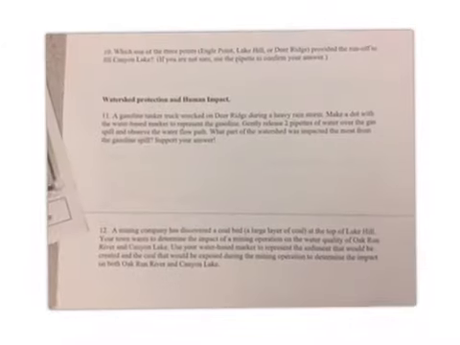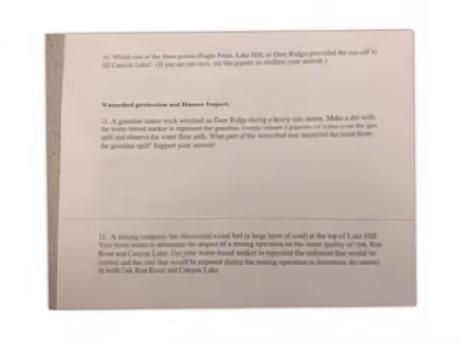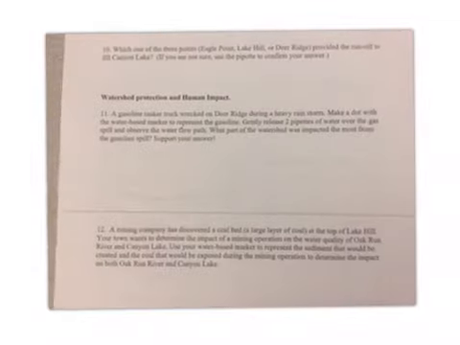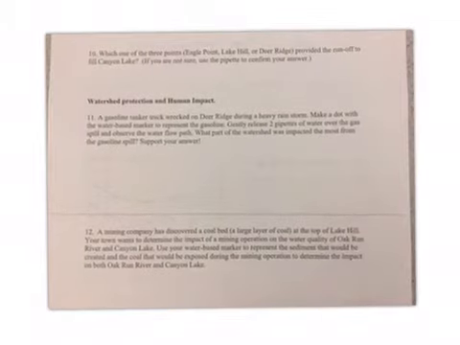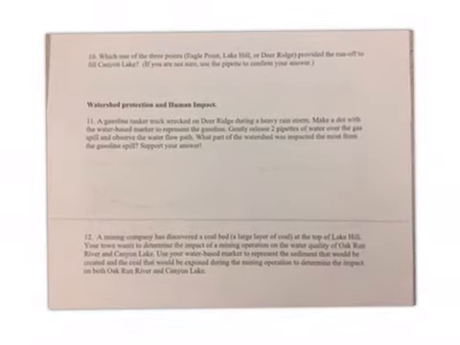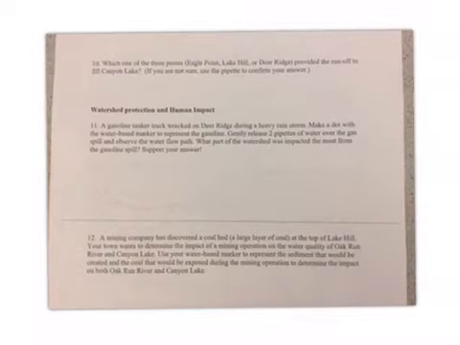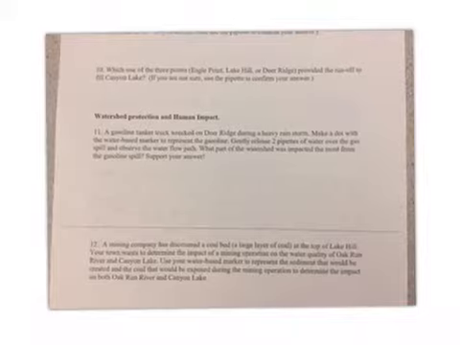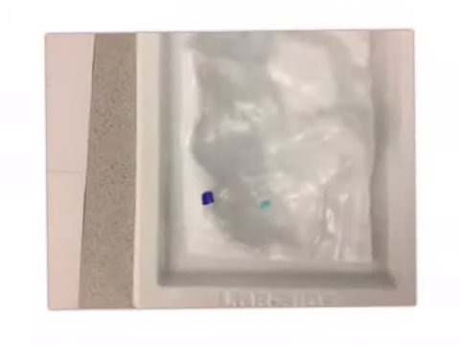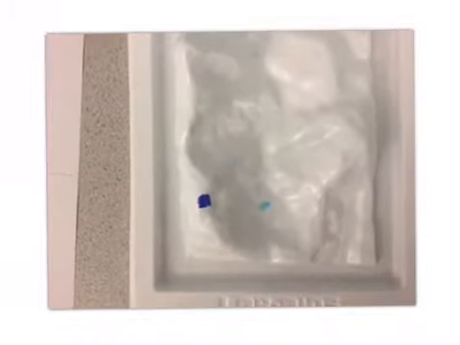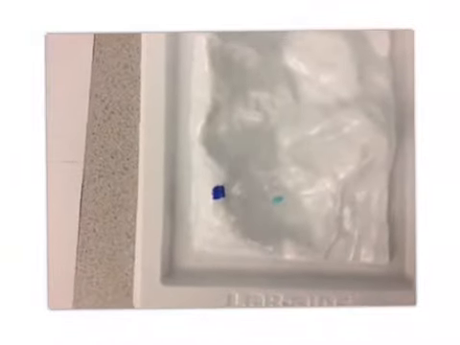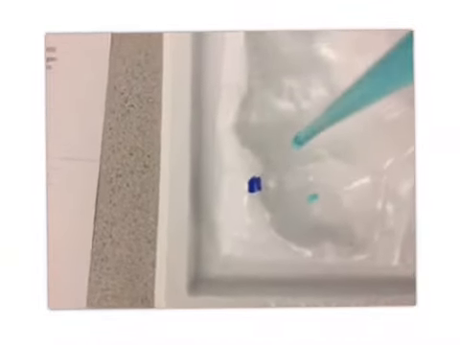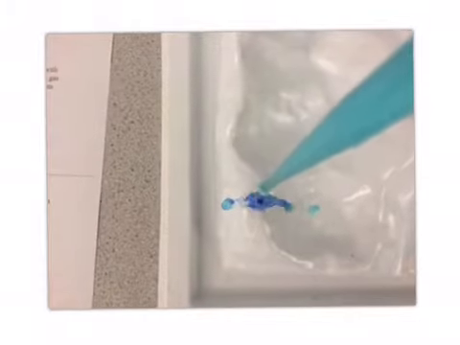Okay, now we're going to talk about number 11. It says a gasoline tanker truck wrecked on Deer Ridge during a heavy rainstorm. Make a dot with the water base marker to represent the gasoline. Gently release 2 pipettes of water over the gas spill and observe the water flow path. You need to tell me which part of the watershed was impacted most from the gasoline spill and support your answer. So we can see this is on Deer Ridge. That blue dot is going to represent our gasoline spill. So I'm going to release 2 pipettes of water and you can observe what happens.